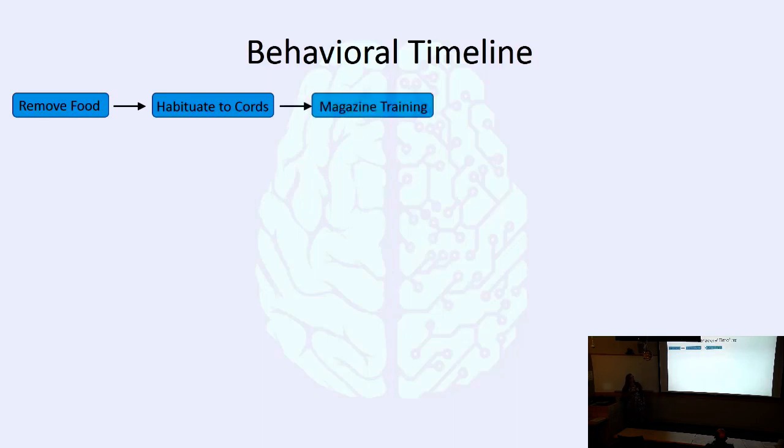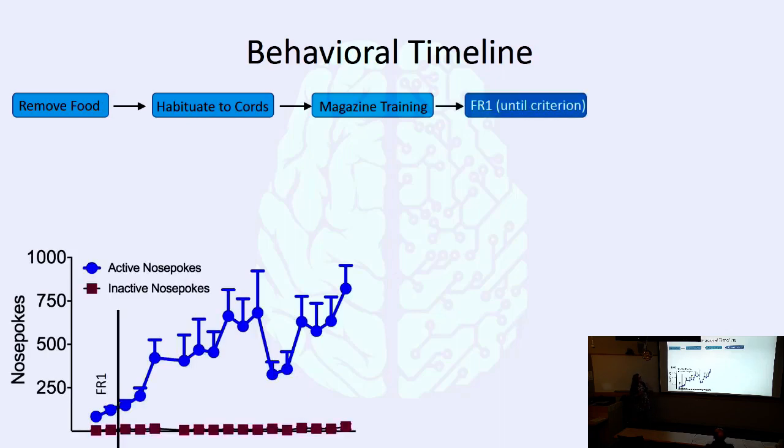Then we perform magazine training. At this point, the animal is placed into the operant box, and they're going to receive pellets on no contingency, so they don't have to do anything. It's just teaching them where they'll need to go to actually get that reward. So, where is the port?